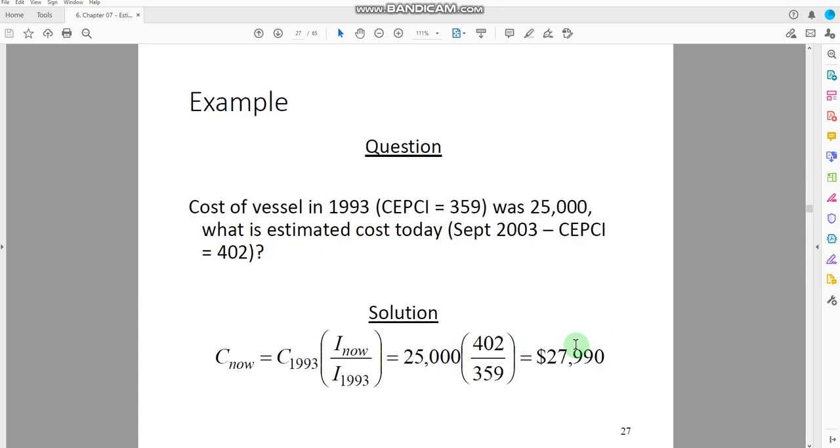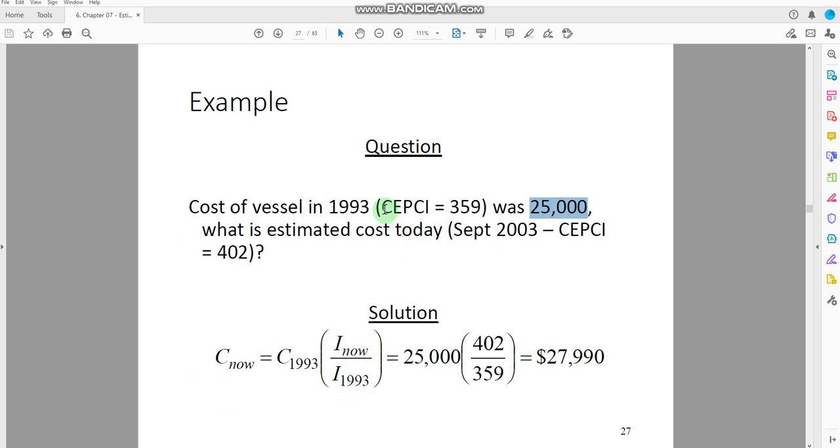Now let us solve another question here. The cost of a vessel in 1993, CEPCI 359, was $25,000. What is the estimated cost today, September 2003, CEPCI 402? Now we are provided with the old CEPCI, and we are provided with the new cost index 402, and we are provided with the cost of some vessel in the year 1993. So simply we will use the equation: cost now equals cost in 1993 times index now over index in 1993.